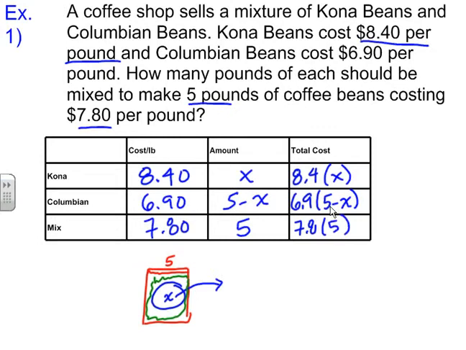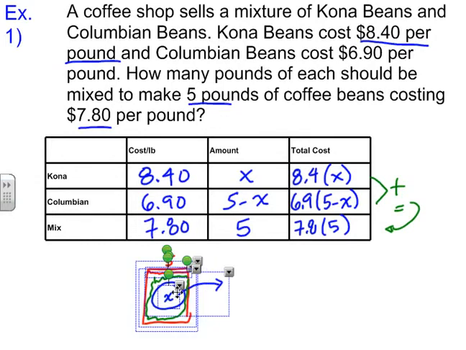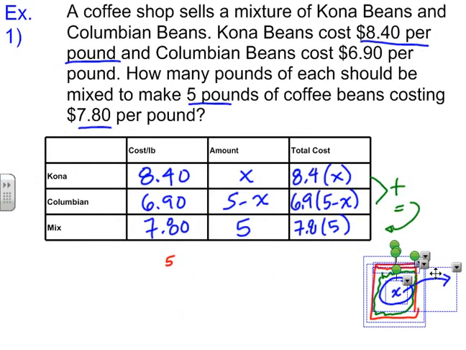Okay, so now let's go back to our scenario. If we take Kona beans and Colombian beans and mix them together, we get this mix. So basically, I'm going to take these two, add them together, and they're going to equal this third one. So I'm going to write myself an equation based on that. Let me move my little drawing out of the way in case somebody wants to look at it for reference. And I'm going to write my equation.